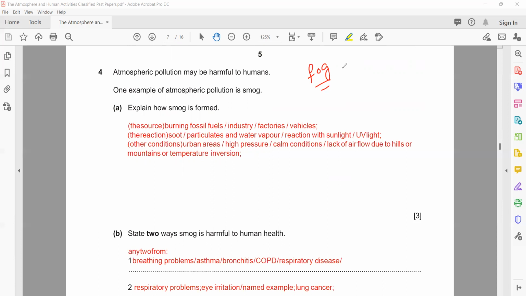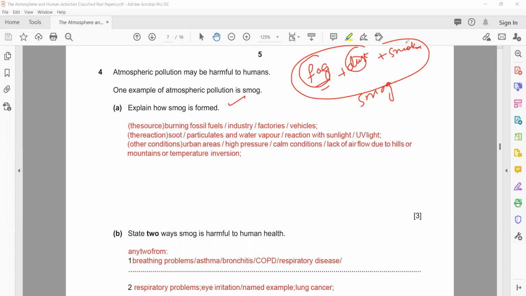It is just like water vapor. But if fog is mixed with dust plus smoke, then it is known as smog. This smog we discussed in the previous lecture is dangerous because it can cause a lot of things. Explain how smog is formed. For smog, you need what? Fog, dust, and smoke.